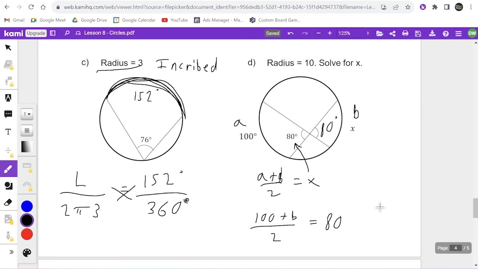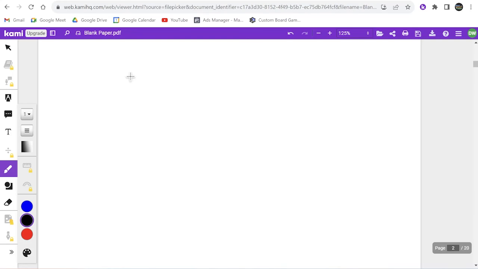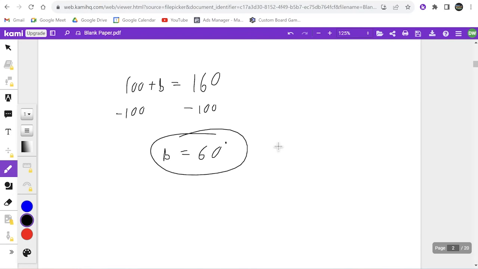So if I want to solve for b, first thing I got to do is get rid of that 2 in the denominator. And if I want to get rid of that 2 in the denominator, I'm going to have to multiply both sides by 2. So I end up getting 100 plus b equals 80 times 2, which is 160. And then I just subtract 100 from both sides. The angle b is 60 degrees. And there we go. Any questions on that one?